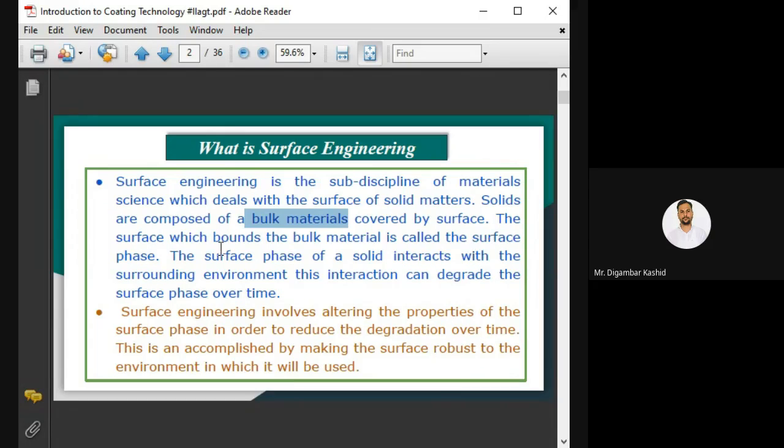Now, in conjunction with that, the surface phase of a solid interacts with the surrounding environment, and this interaction can degrade the surface phase over time. When the surface phase of your solid interacts with the surrounding environment, degradation of that surface phase will happen over time. Now, how will degradation happen? You can take corrosion as an example.